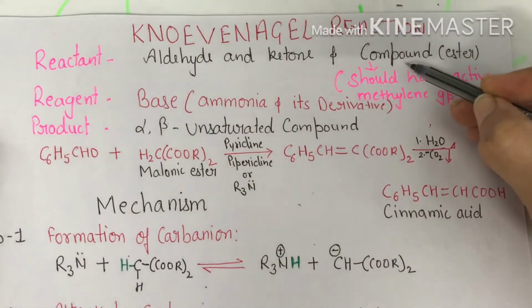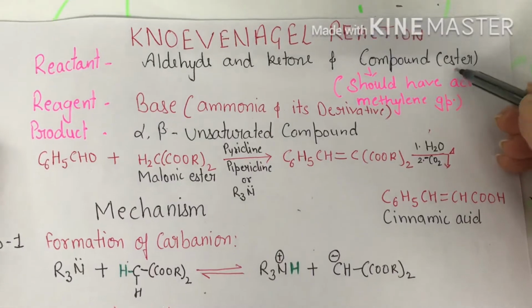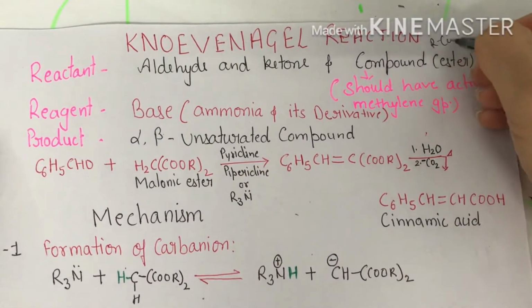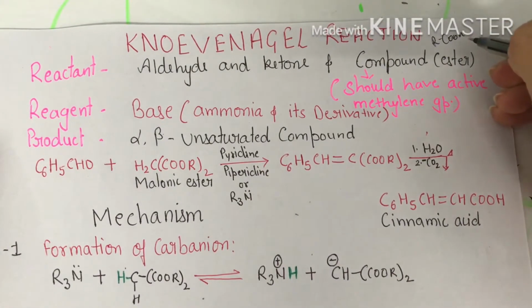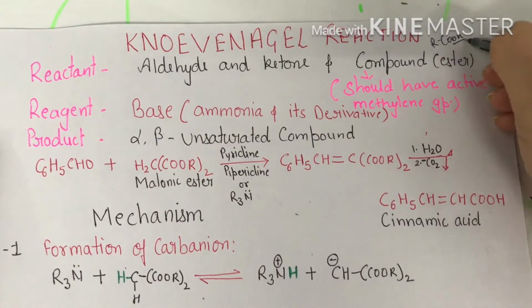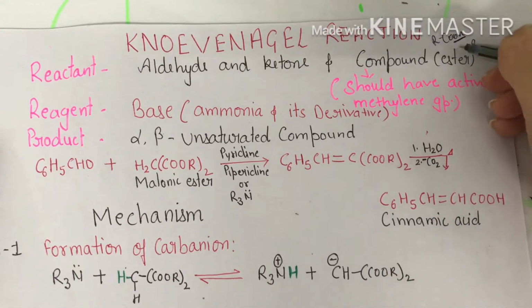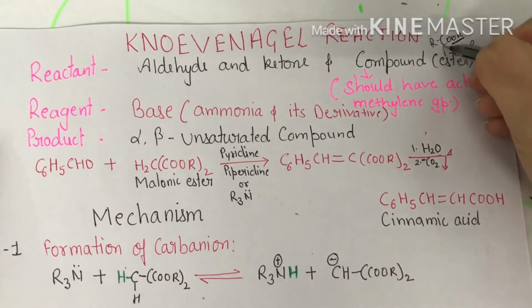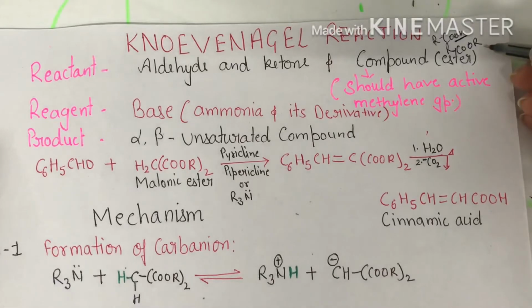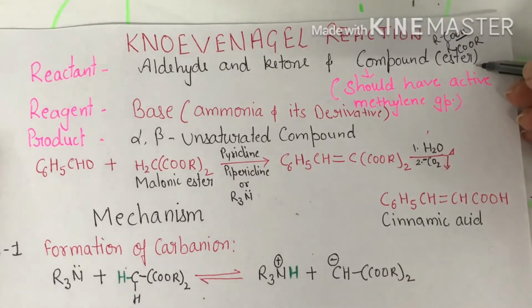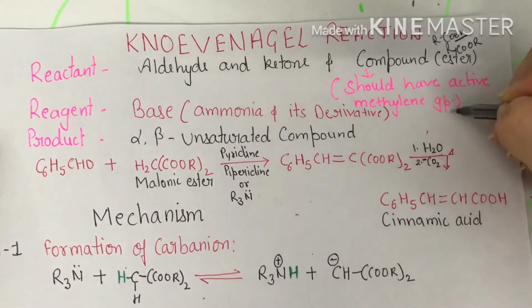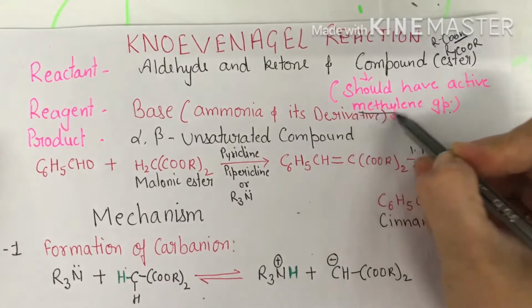And the other compound is esters. Esters is what? RCOOH group. OH group of the carboxylic group is replaced by OR group. That means COOR. It is an ester, right? This ester should have one active methylene group. What is active methylene group?